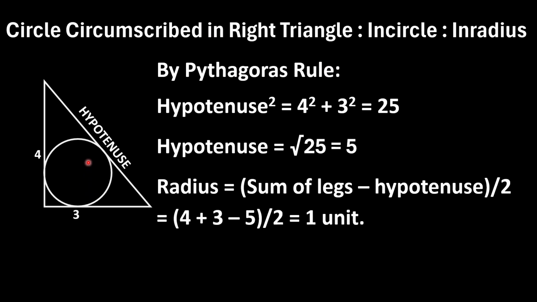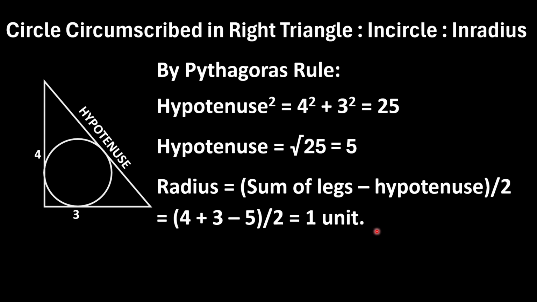The radius of the incircle, or inradius, or radius of the inscribed circle, is the sum of the legs minus the hypotenuse, whole by 2. That is leg 4 plus leg 3 minus hypotenuse 5, whole by 2. So 4 plus 3 minus 5 whole by 2 is 1 unit, that is the radius. And once you get the radius, you can find the area.